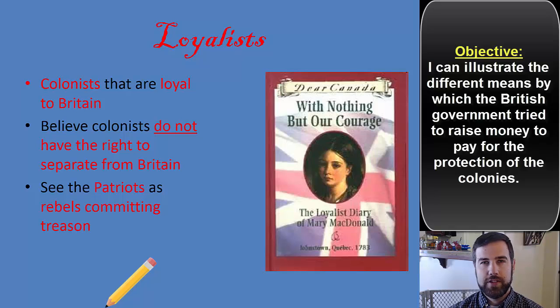So first, let's look at two different groups of colonists in the 13 colonies that we'll generalize. One group is called the Loyalists. The Loyalists are colonists that are loyal to Great Britain. That's where the name Loyalist comes from. They believe that colonists do not have the right to separate from Great Britain, and they see the other group, called Patriots, as rebels committing treason.